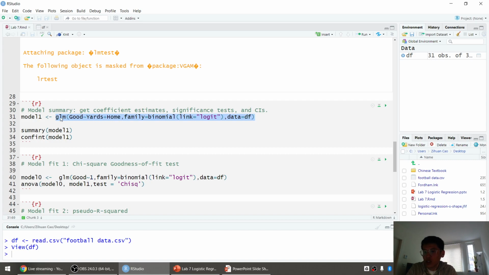So we're using glm in this case, and you can see here we have the two predictors and our outcome, good. For family, we set it to binomial, and the link here is logit. You don't necessarily have to write link equals logit, you can just delete that, but it's fine to put it there. And the data is the data set we have here. So let's run this.